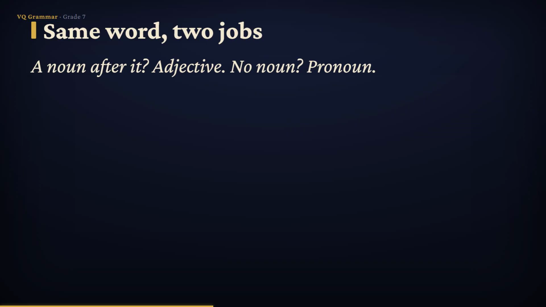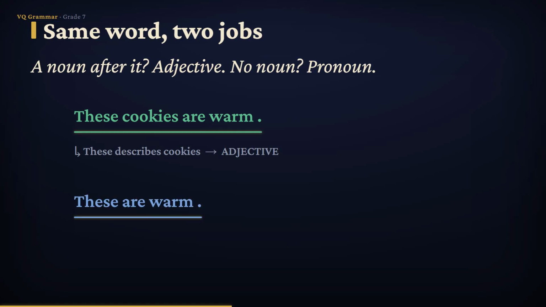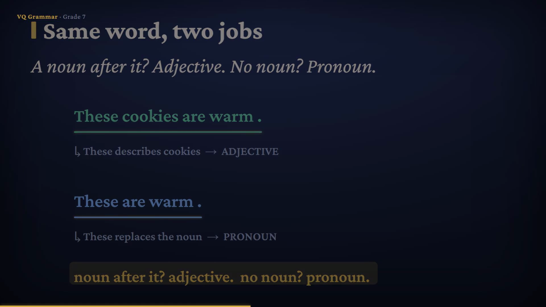Let's put the two side by side, because the same word can play both parts. First, these cookies are warm. Here, these sits in front of the noun cookies, describing it, so these is a demonstrative adjective. Now drop the noun. These are warm. This time, there's no noun after these. The word these is standing in for the cookies all on its own, so now it's a demonstrative pronoun. Here's your quick test. If a noun follows the demonstrative, it's an adjective. If no noun follows, it's a pronoun.